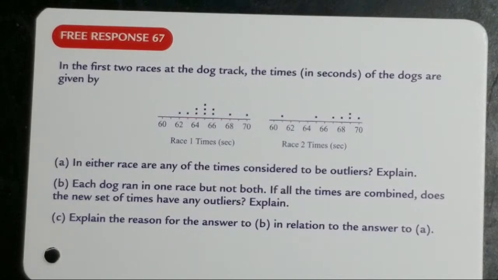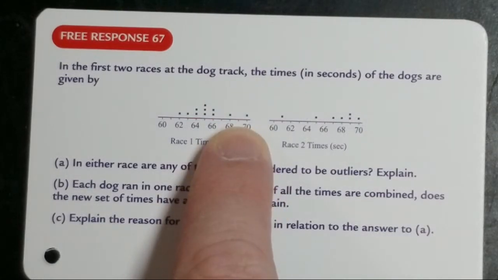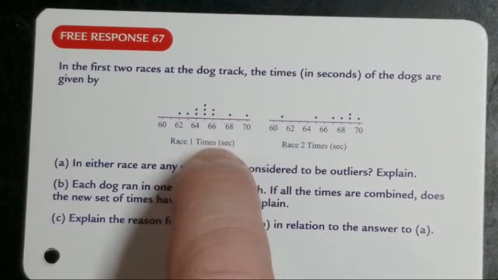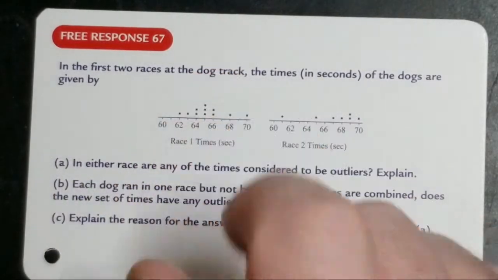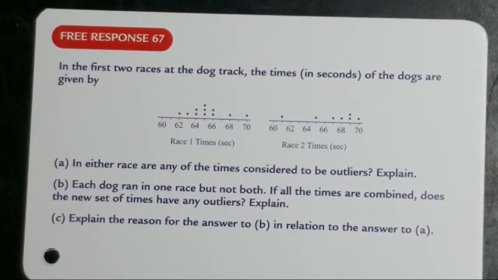Race 1, compared to race 2, race 1 looks more normal. Although if you ignored these 2 points, the 68 and the 70, it looks a little bit skewed left, but because of them, it's almost like it completes the normality of it. That's so weird. Whereas race 2 definitely looks skewed left.